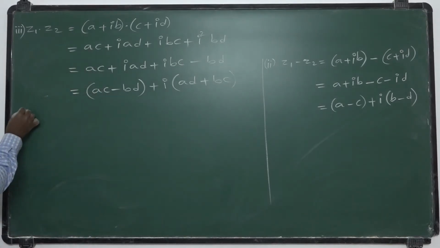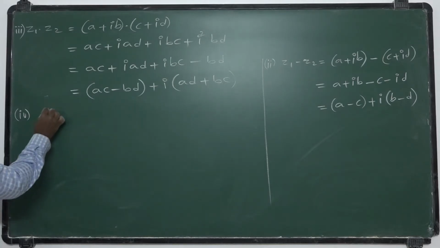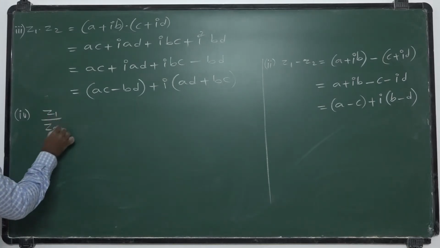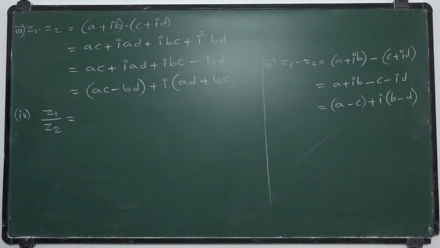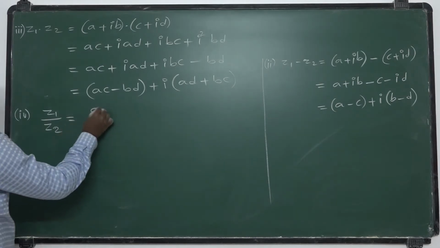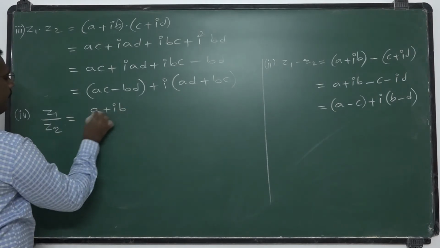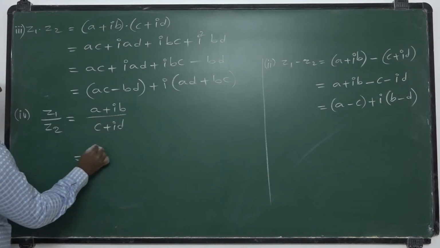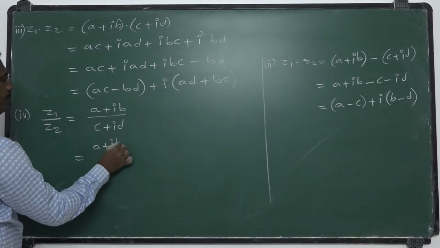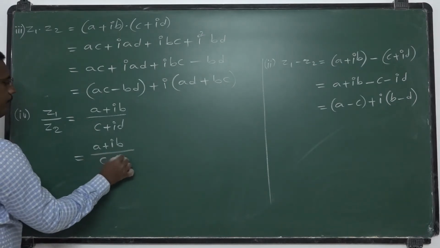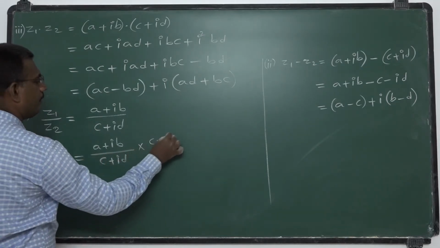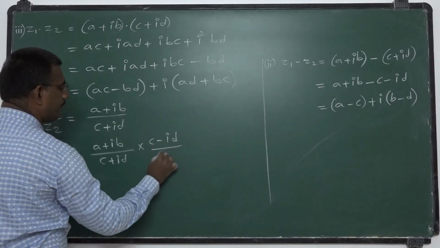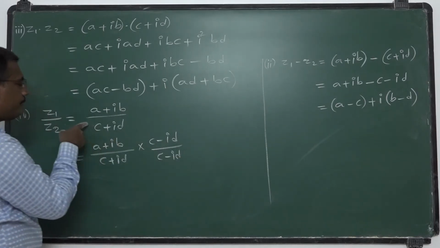Now division, z1 by z2. z1 is nothing but a plus ib, divided by c plus id. Now numerator and denominator multiply with c minus id. Now we can express this number.